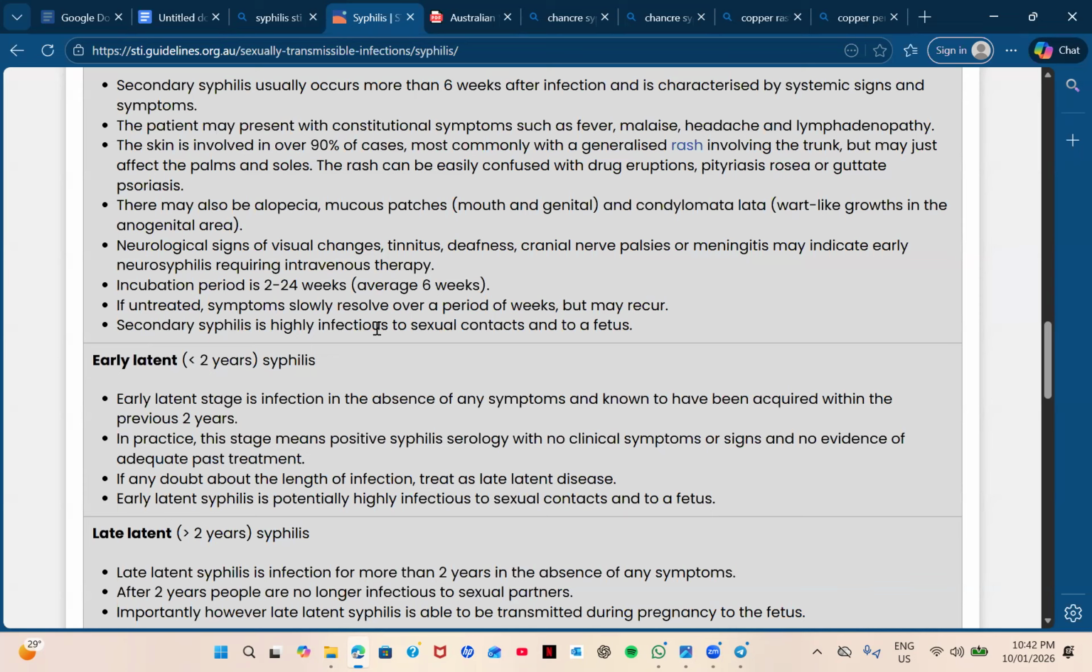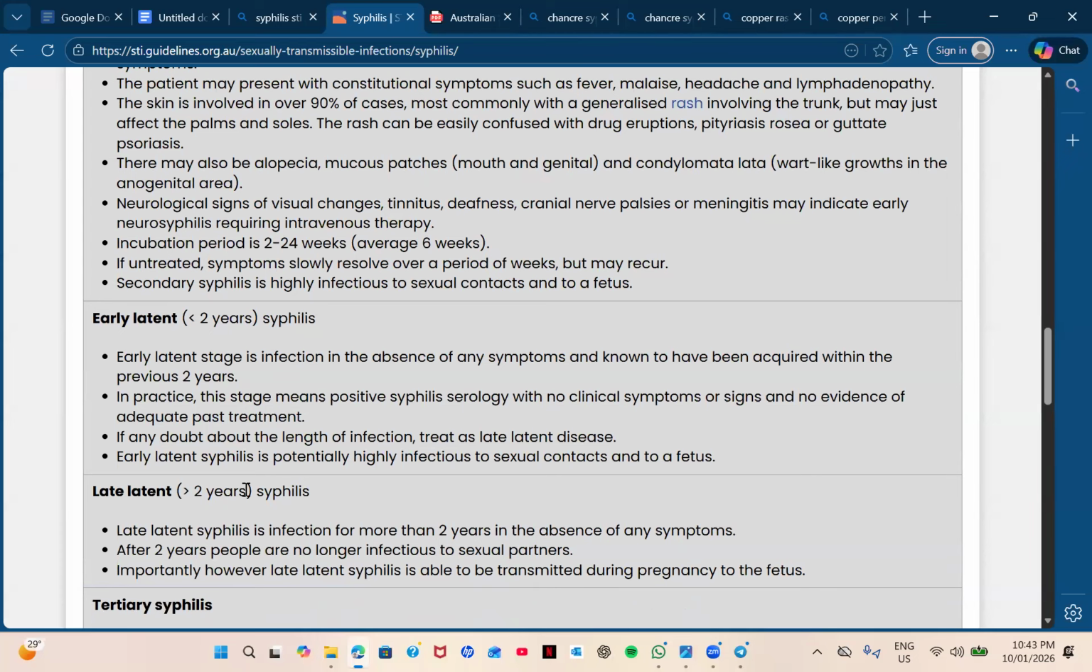Then what is the next stage? The next stage is early latent syphilis. Early latent syphilis is before 2 years, okay? And late latent means after 2 years. Please remember the early one is before 2 years, and late latent means more than 2 years. It is in the chat. What will be the major difference in symptoms of both?